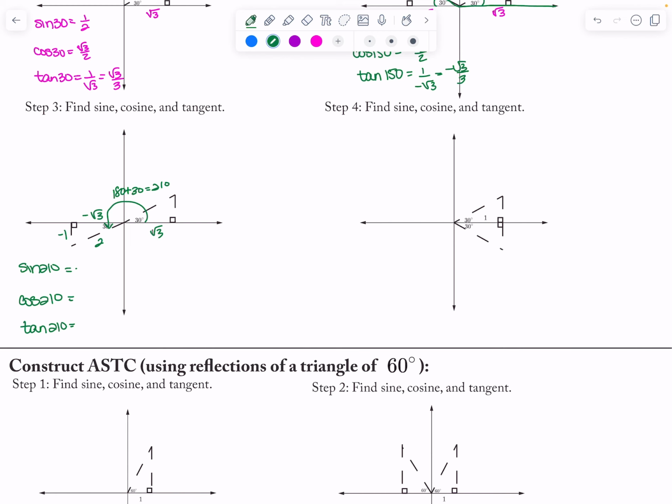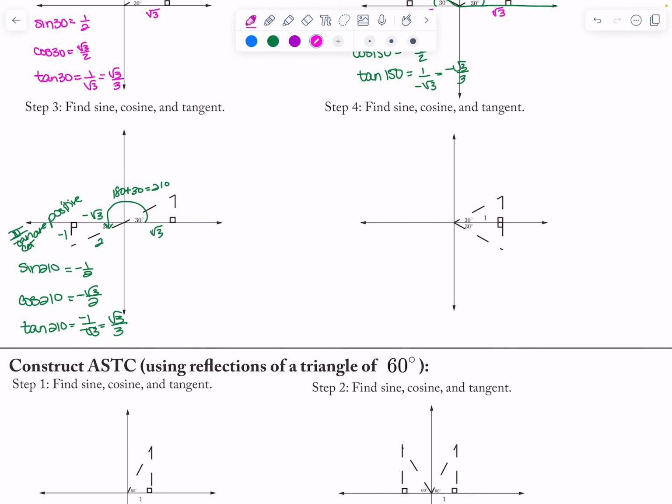So now, when I look at sine of 210 degrees, it will be a negative 1/2. My cosine is negative root 3 over 2. And lo and behold, we have negative 1 over negative root 3, which just turns into a positive root 3 over 3. So in quadrant 3, tangent and cotangent are positive.